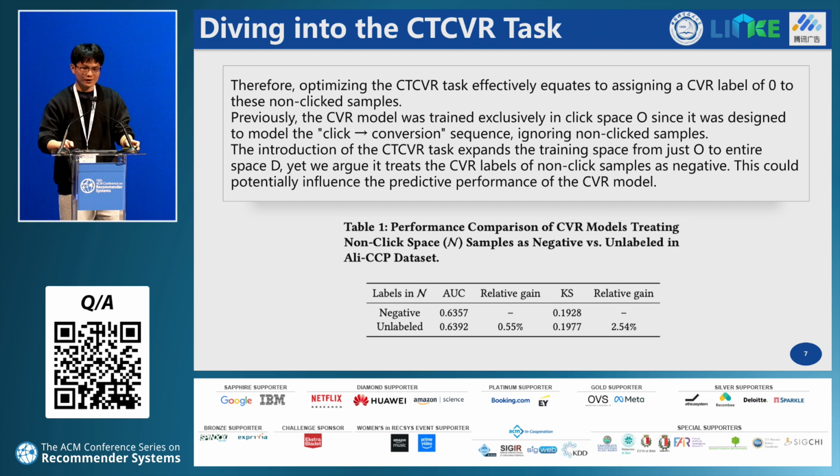And to showcase the idea of this CTCVR task, we conducted motivation experiments. In the first setting, we just treat all these exposed yet non-click samples as negative. And in the second setting, we treat them as unlabeled and conduct some semi-supervised learning methods. And there is a significant offline AUC discrepancy of about 0.5%. And this way, we just try to model the non-click samples.